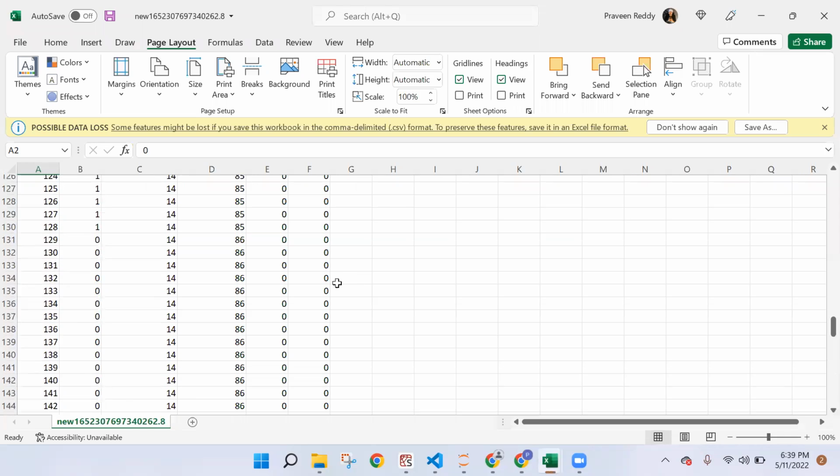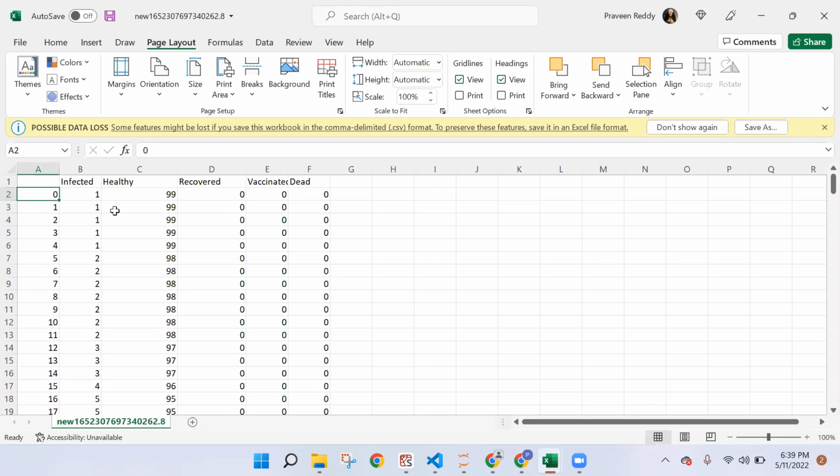So this is the agent level data. That means at each step, how the agent behaves at infection level, health level, recovery level, vaccination level.